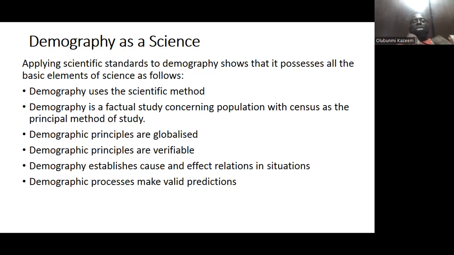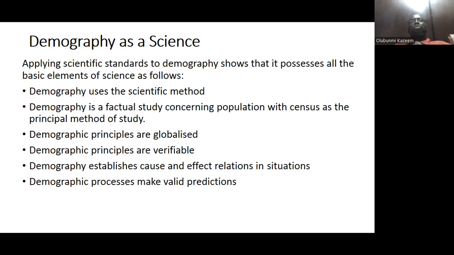Then again, demographic principles are globalized. The principles of demography hold sway in different situations in all parts of the world. It's not a case where, because this is Nigeria and we are blacks, it will not hold in the United States. We won't say that, because it is the United States, the demographic principles that are applied there do not hold or cannot hold in Nigeria or in Kenya or in Ghana. If it is a demographic principle, then it must have global application and acceptance.